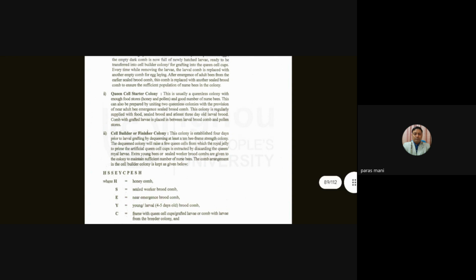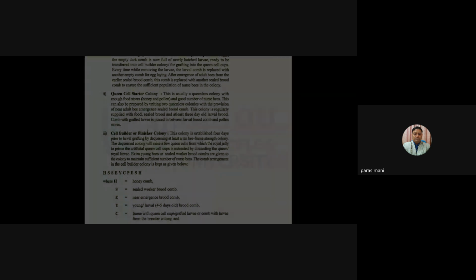This is usually a queenless colony with enough food stores and a good number of nurse bees. That is, if you want to raise more queen bees, you have to have a good number of worker bees of young ages. Young age worker bees means the nurse bees, which feed the broods and queens. So its population is very important.